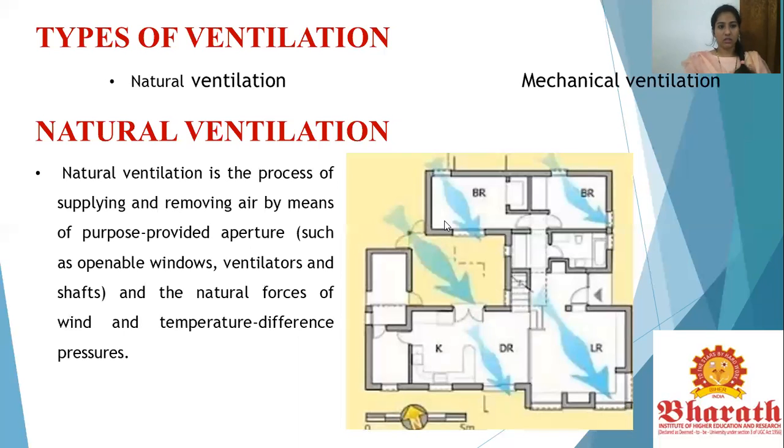As we discussed earlier, let's look at the types of ventilation. There is natural ventilation and mechanical ventilation. Natural ventilation is the process of supplying and removing air by means of purpose-provided apertures. These purpose-provided apertures are nothing but your openable windows, ventilators and shafts, along with the natural forces of wind and temperature difference pressures. These are the major elements that create natural ventilation, and you could see how they play a major role.